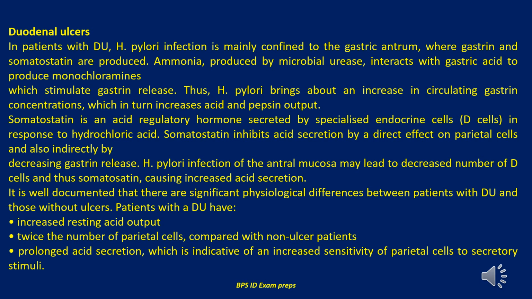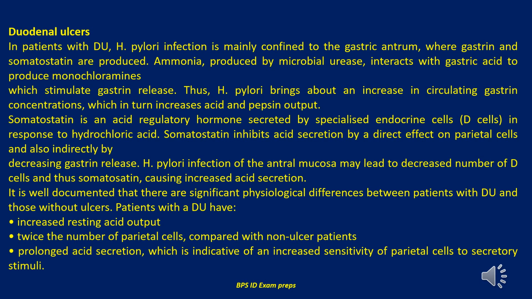Somatostatin is an acid regulatory hormone secreted by specialized endocrine cells (D cells) in response to hydrochloric acid. Somatostatin inhibits acid secretion by a direct effect on parietal cells and also indirectly by decreasing gastrin release. Helicobacter pylori infection of the antral mucosa may lead to decreased number of D cells and thus somatostatin, causing increased acid secretion. It is well documented that there are significant physiological differences between patients with duodenal ulcers and those without ulcers.